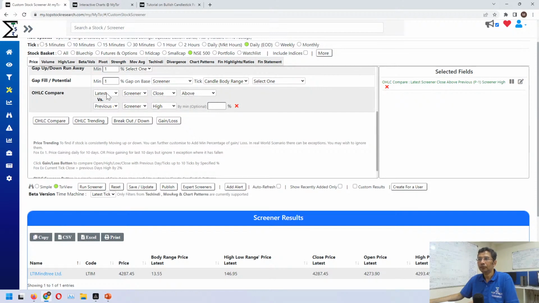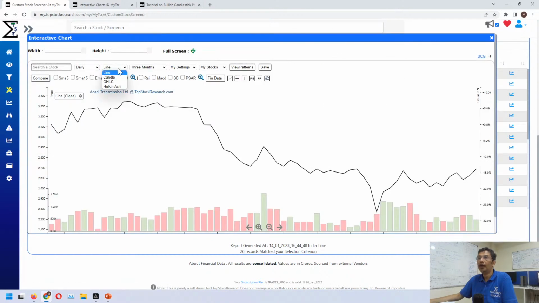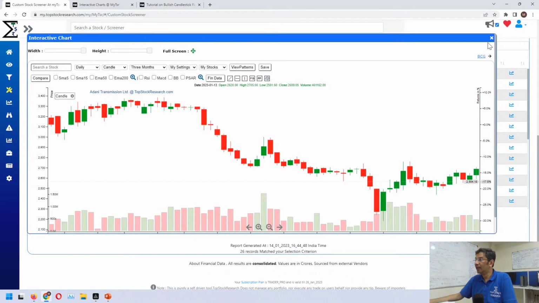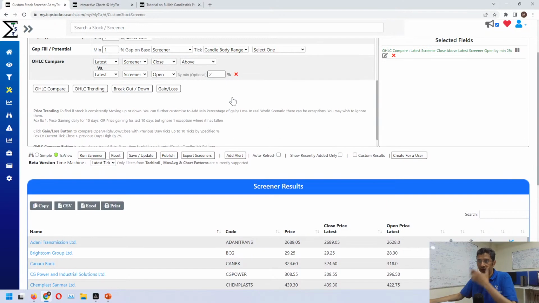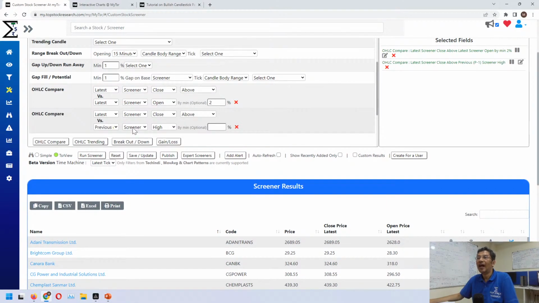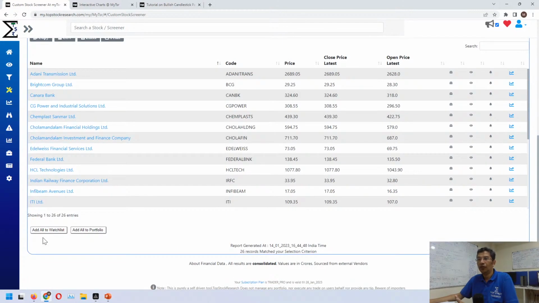So first thing is, latest day close should be above latest day open. Okay, this will give you a green candle. Also, let's put 2% so that the candle is wide, so the quality of engulfing is better. So it is a green candle, which is a wide green candle. That is the first criteria. The second criteria is, you can add latest day body range is greater than previous day body range. Okay, so we got 26.